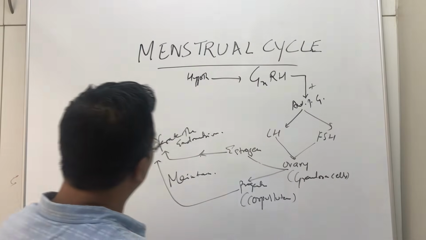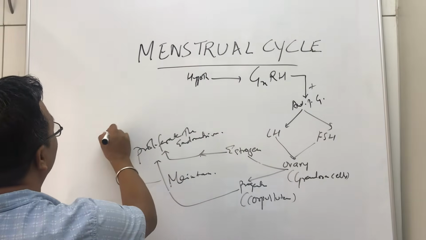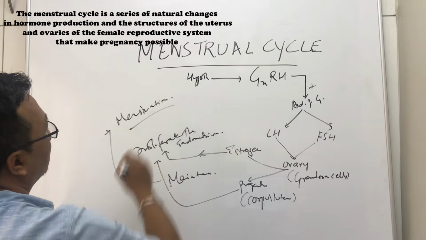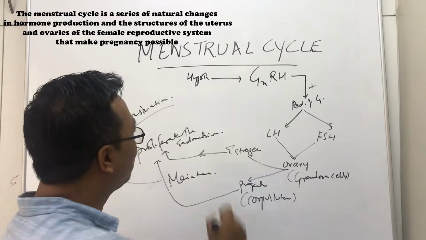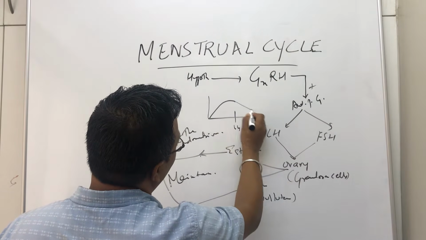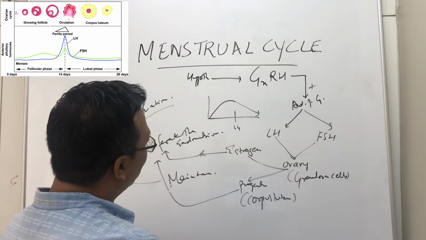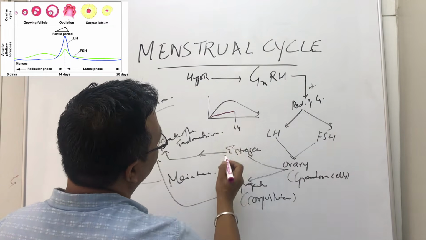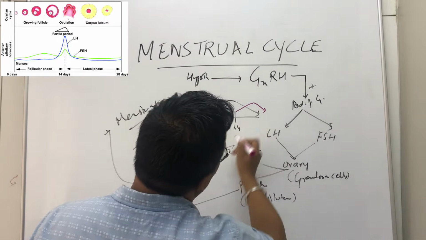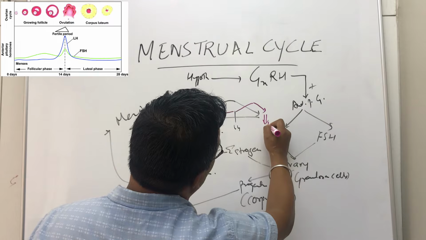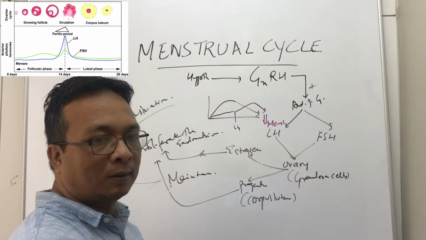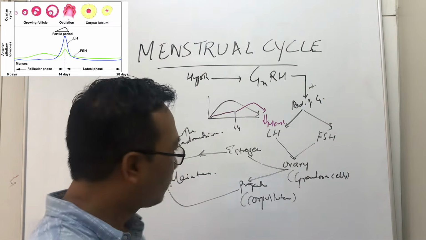And when the progesterone level goes down, there is menstruation, right? In a nutshell, estrogen level is high in the first 14 days and then goes down, and progesterone level remains low in the first 14 days, and then it goes high. And when the progesterone level goes down, there occurs menstruation, right? So this is the menstrual cycle in a flowchart.